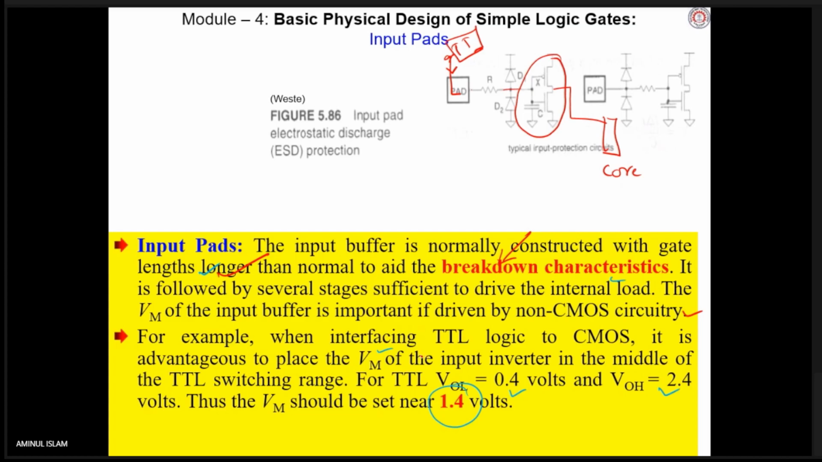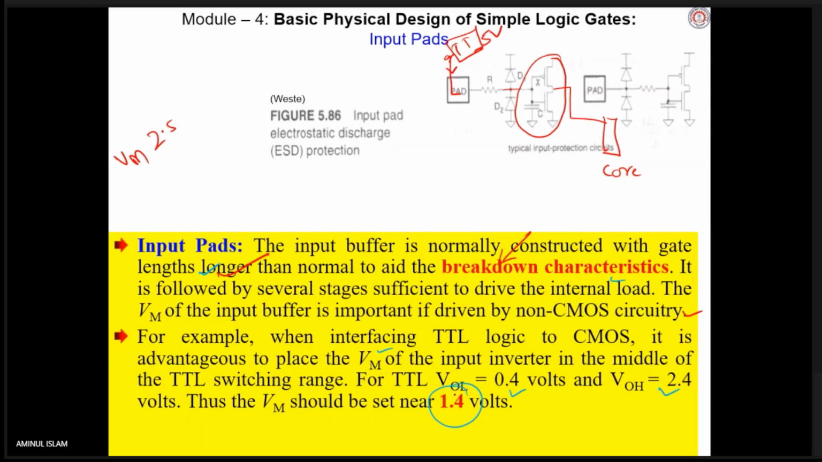For example, when interfacing TTL logic to CMOS, it is advantageous to place the VM of the input inverter in the middle of the TTL switching range. TTL switching range you have to consider. TTL is using 5 volt. So VM should be what? Ideally, it should be 2.5 volt in a 5 volt system. But that is not correct. Why? Because we have to see.